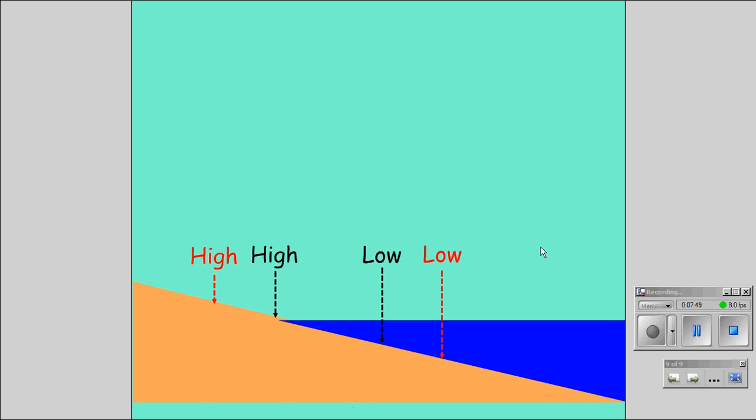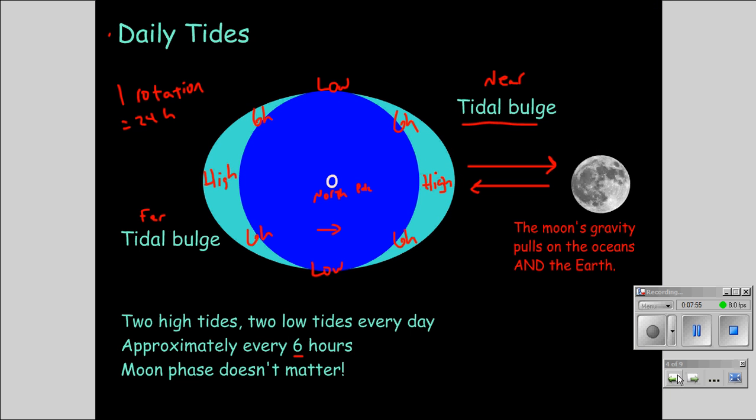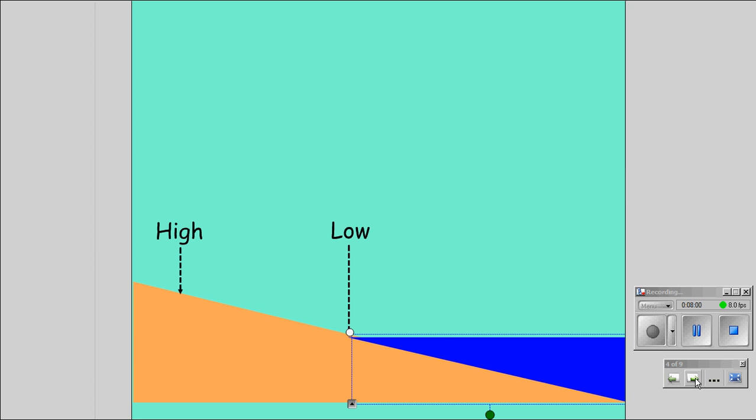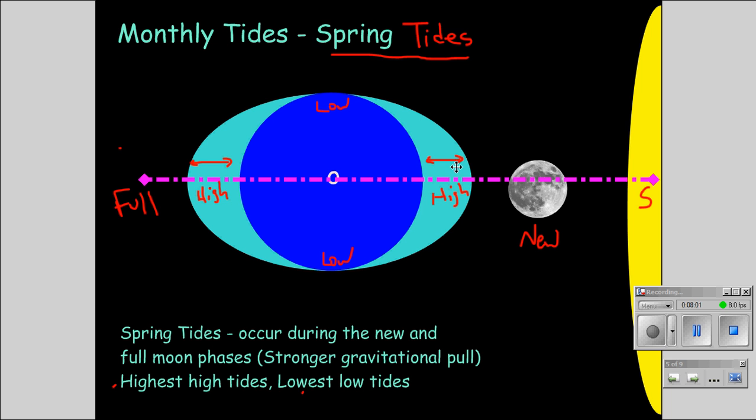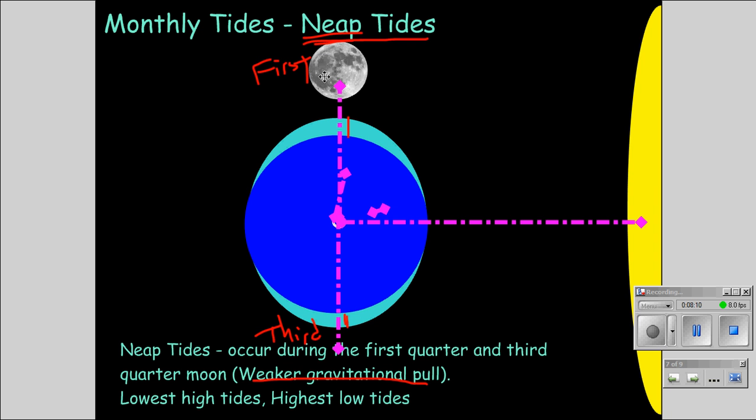Alright, so we talked about a daily change in tides and a monthly change in tides. Daily is caused by basically just the gravitational pull of the moon, and the monthly tides depend on your angle between the Earth, moon, and sun. In a straight line, the gravity's stronger. Those are spring tides. At a 90-degree angle, the gravity is weaker, and those are called neap tides. And that will do it.